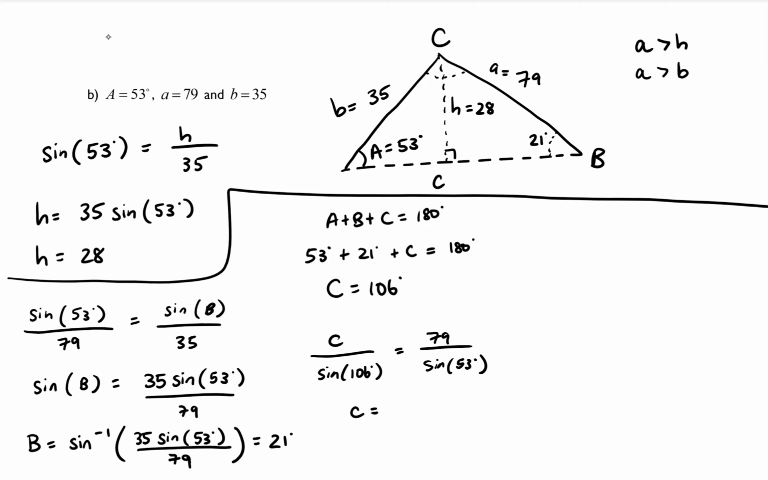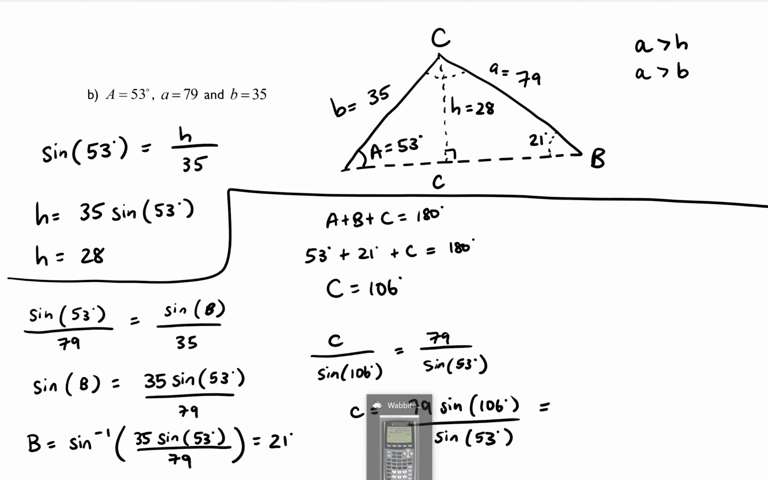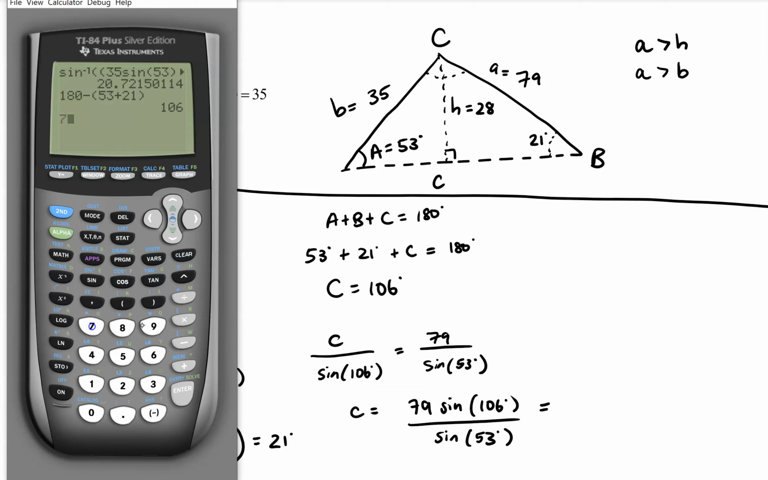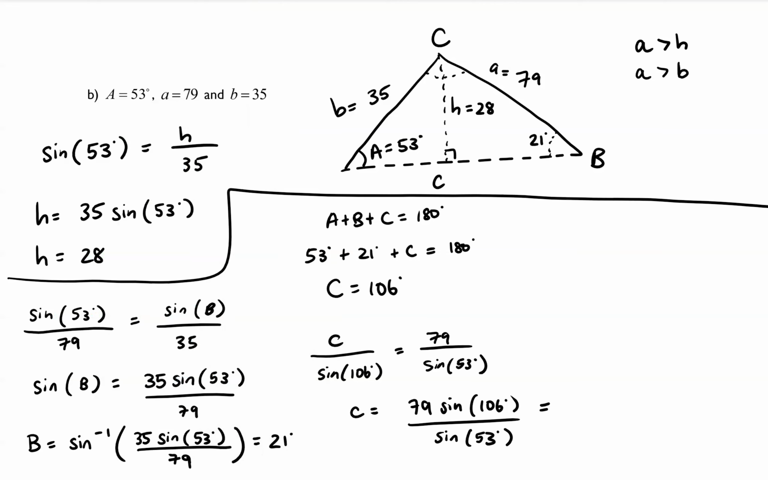So if I use algebra to solve this, I'm going to get that c is equal to 79 times sine of 106 degrees over sine of 53 degrees. And let's go ahead and throw that into our calculator. And if we're rounding that number to the nearest whole number, that should be 95. So we know our C length is 95, and that completes this example.